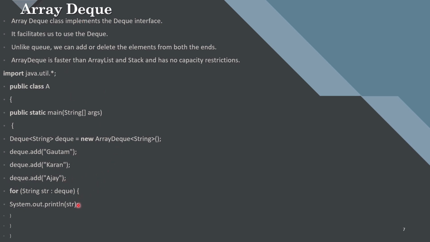And to iterate and print what are the elements in the Deque, we'll use the following command: for String str in dq, print whatever is there, that is System.out.println(str).